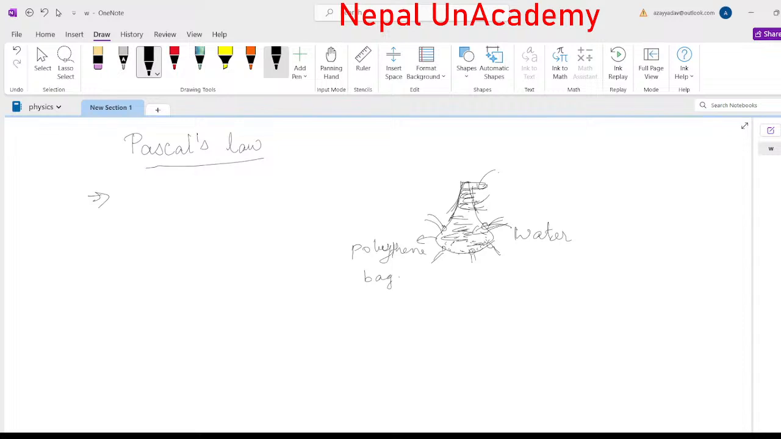So this law states that when a force is exerted at a point in an enclosed liquid, the pressure generated is transmitted normally throughout the liquid in all directions.